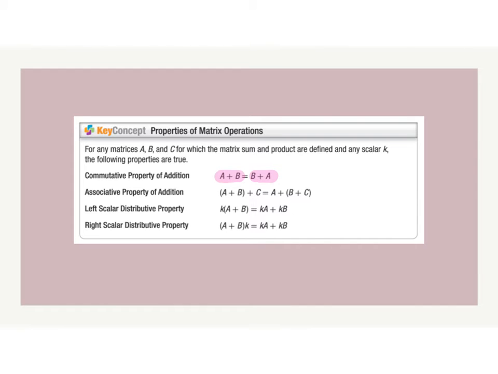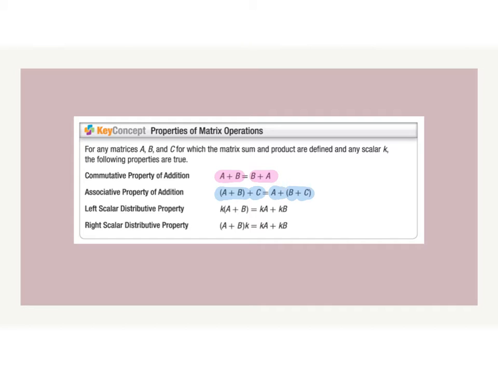Next, we have our associative property. So if we add a plus b plus c, it's the same thing as adding a and then b plus c. So it doesn't matter the order that we add them in if we're adding everything.